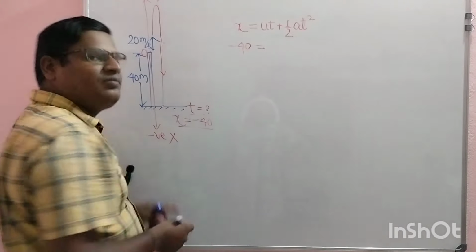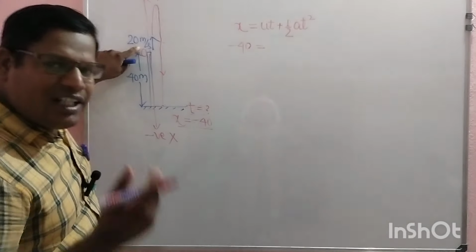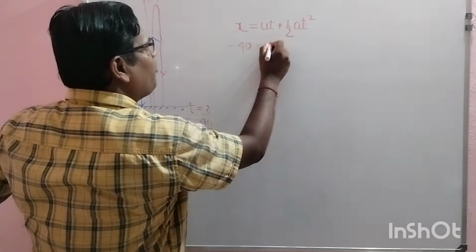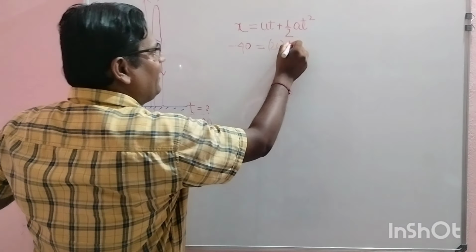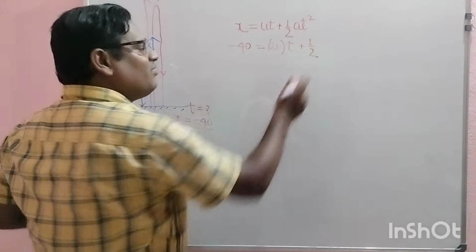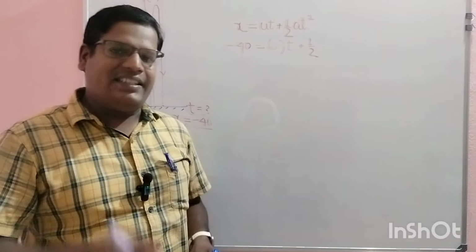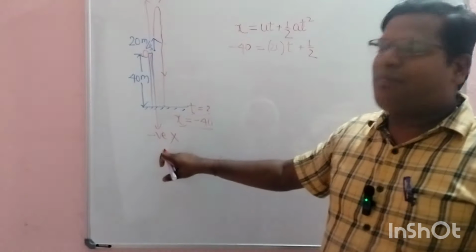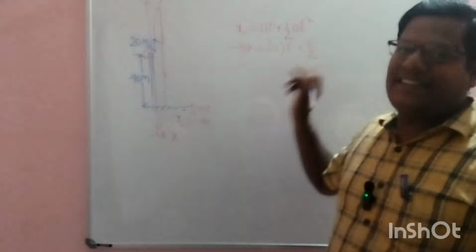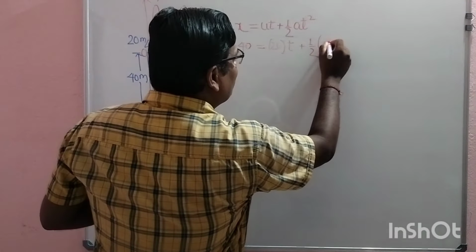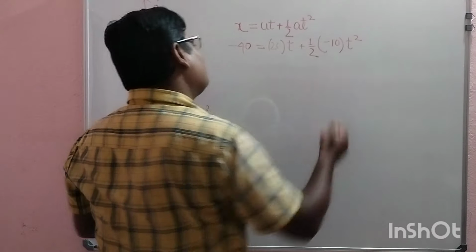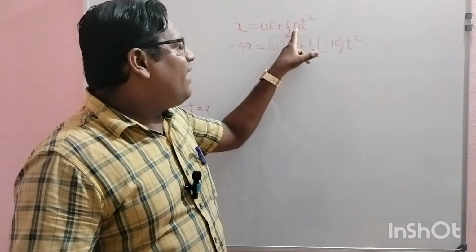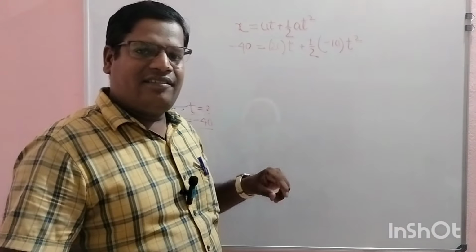What is u? It was thrown with 20 meters per second upwards, and I have taken upwards as positive, so u should be put as +20. Now what is a? The acceleration of the ball is g downwards, and I have taken the downward direction as negative. So I put -g, and since g is 10, it is -10, in the t² term. Now just solving this equation gives the answer. So you see what I have done: I have chosen a to be -10.